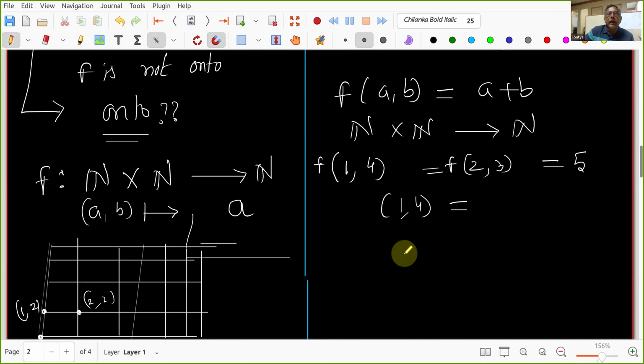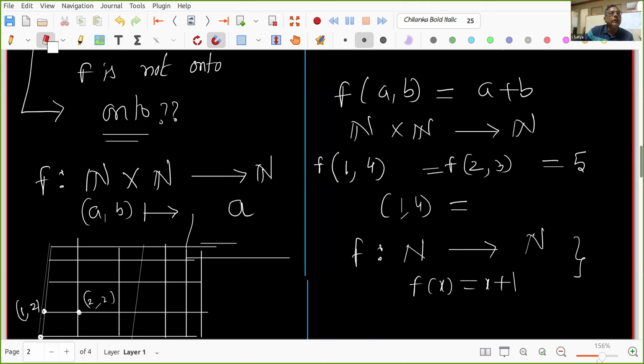Similarly, please ask questions like this. For example, if I have a map from N to N, I'll give a map f of x equal to x plus 1. Check whether it is 1-1 or not, onto or not. I'm not asking you now. You can create more examples. Okay, so let us go further.